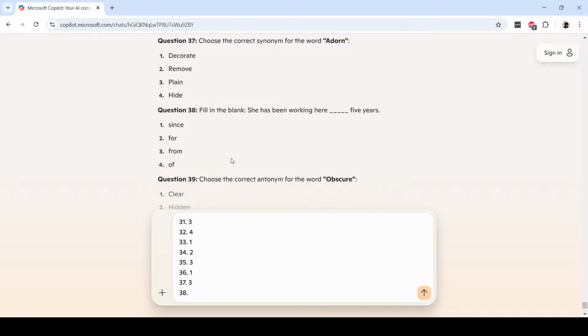She has been working here from 5 years, since 5 years, since 1999, like this. She's been working here since 2020, like that, since is used. Working here for 5 years, it's like completed, but not like this. Continuous working. So from.